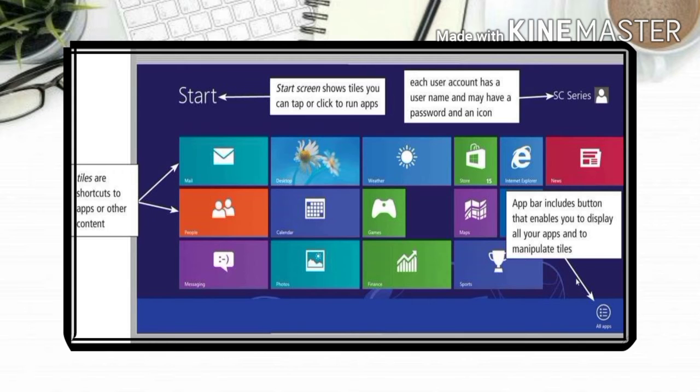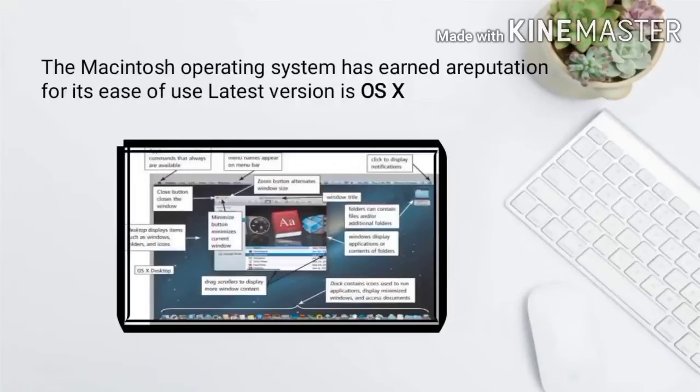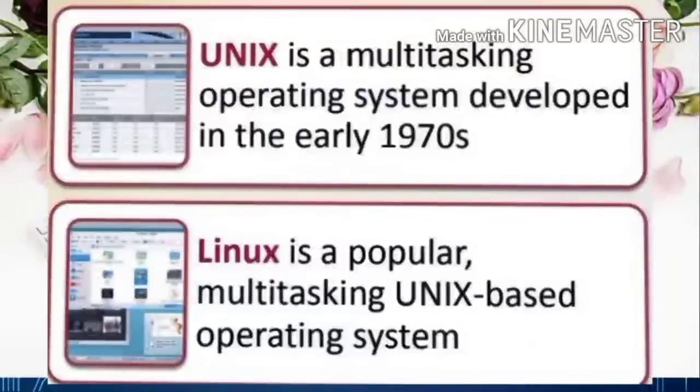Next. The Macintosh operating system has earned a reputation for its ease of use. The latest version is OS X. Next. Unix is a multitasking operating system developed in the early 1970s. Examples of Unix commands: listing files with ls, listing hidden files, creating and viewing files, deleting files.